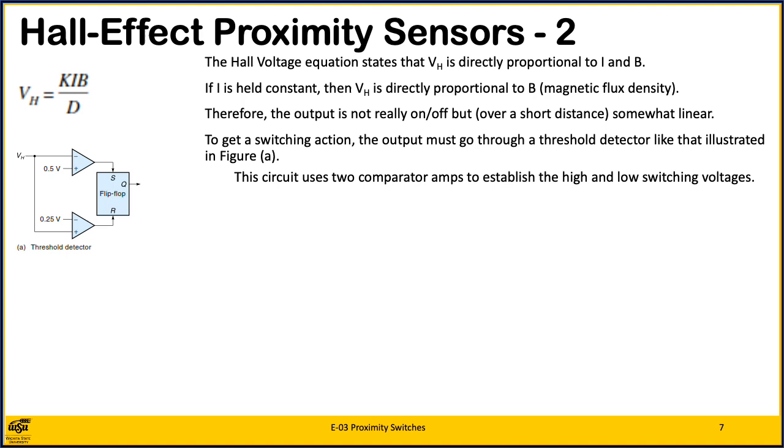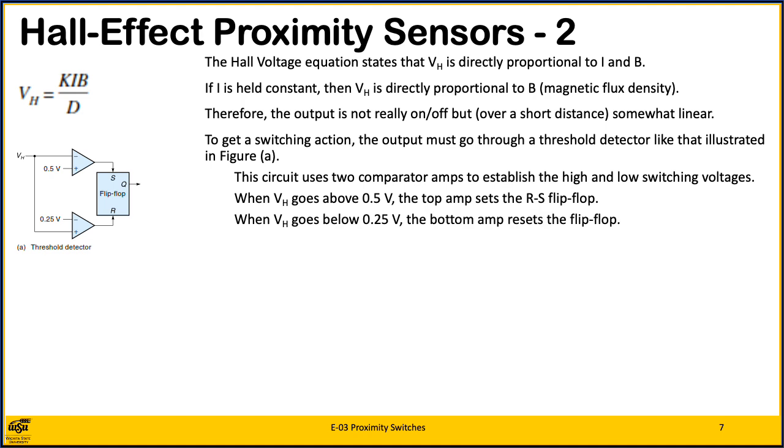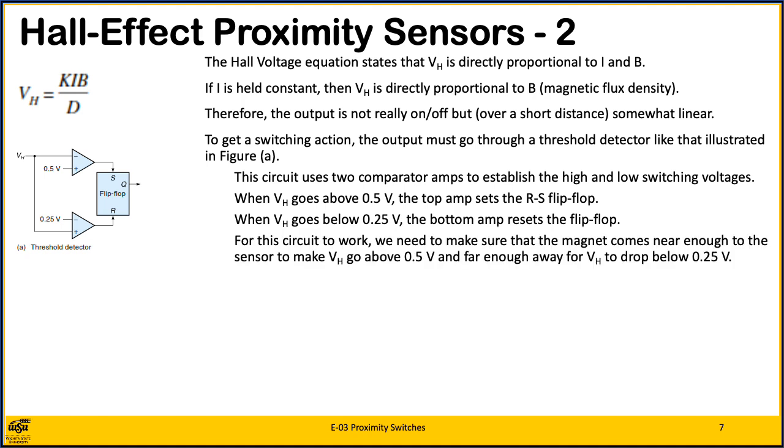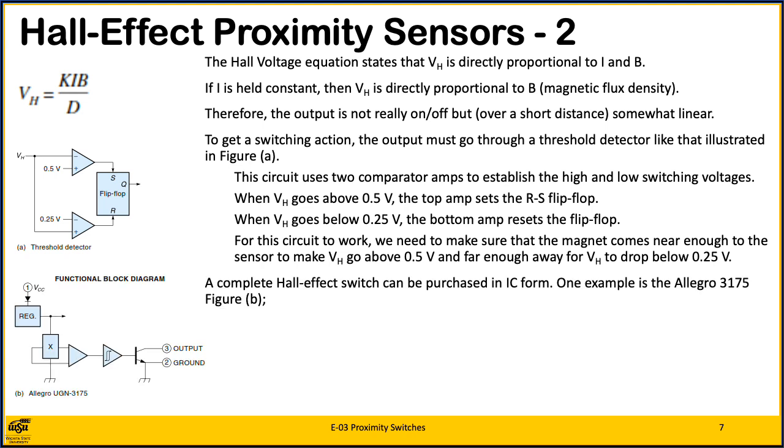This circuit uses two comparator amps to establish the high and low switching voltages. When VH goes above 0.5 volts, the top amp sets the RS flip-flop. When VH goes below 0.25 volts, the bottom amp resets the flip-flop. For this circuit to work, we need to make sure that the magnet comes near enough to the sensor to make VH go above 0.5 volts and far enough away for VH to drop below 0.025 volts.